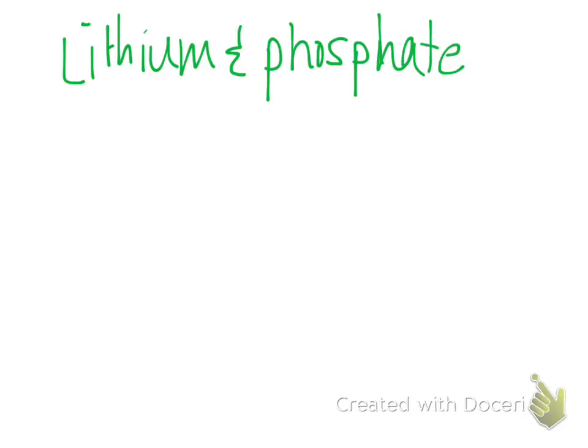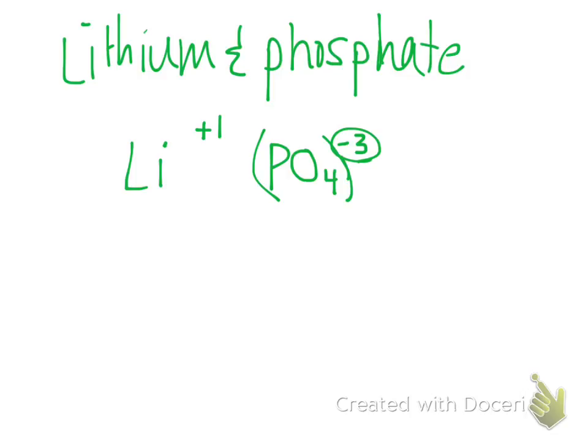Okay, I wanted to have a combination between lithium and phosphate. Lithium has a charge of +1, good. And phosphate has a charge of PO4 minus 3. Okay? And what that polyatomic ion means is that this whole compound as a whole has a charge of minus 3. That's what that's telling us, that whole entire compound.